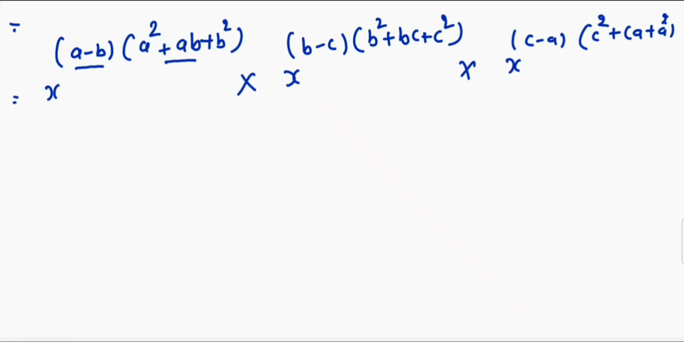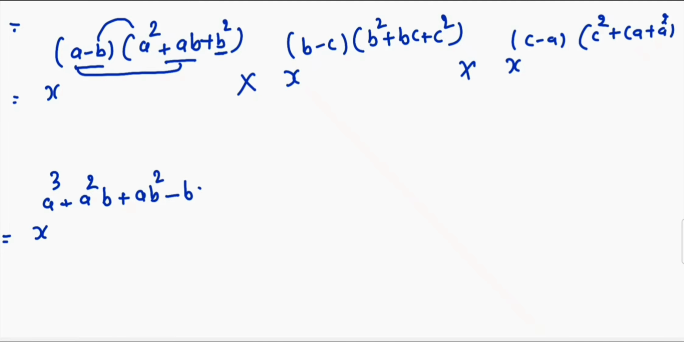So it will become equal to x raised to power, I will multiply this a with the whole thing, it will become a³, then a with this ab, it will become a²b, plus a with b², it will become ab², minus b with a², ba², minus ab², next b with this, minus b³.